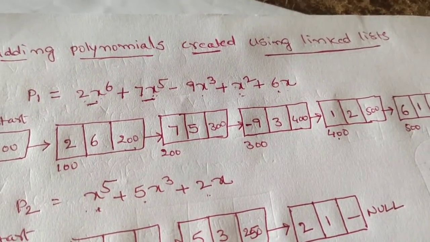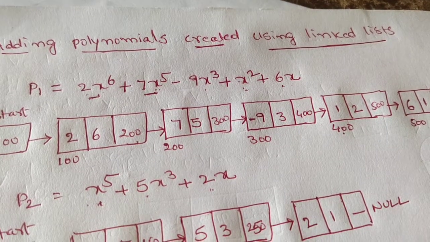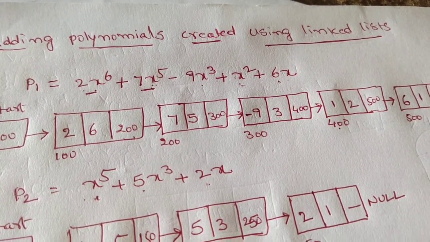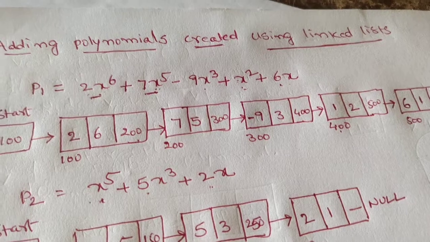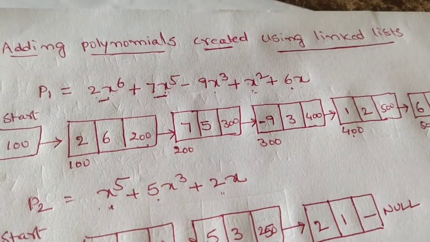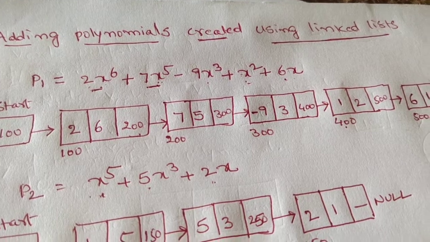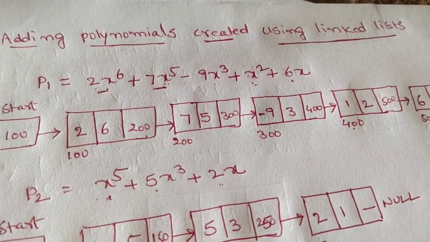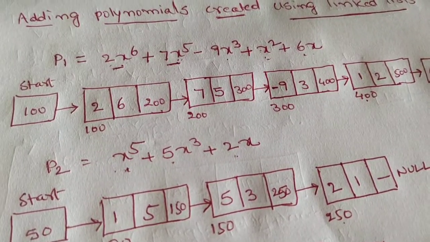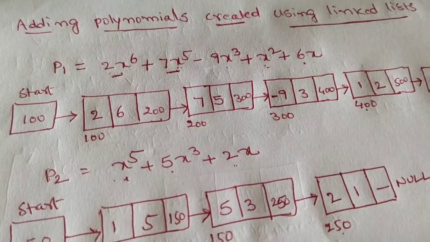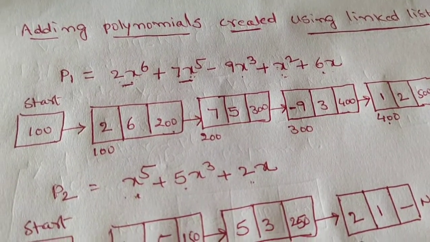We know that a polynomial is a combination of a set of algebraic terms and each term has two parts. One is the coefficient and another one is the exponent. So the following is the linked list representation of the polynomial.